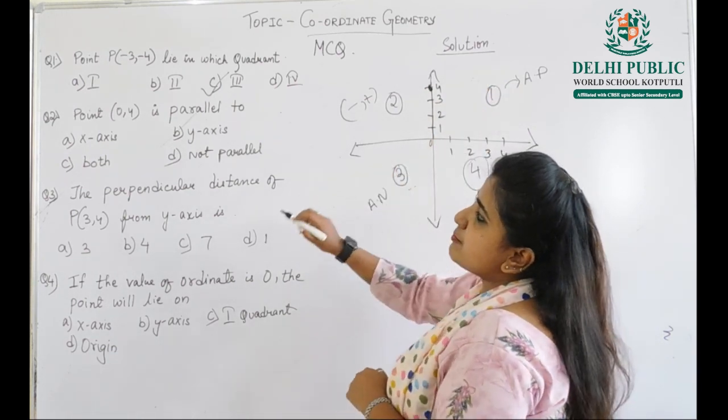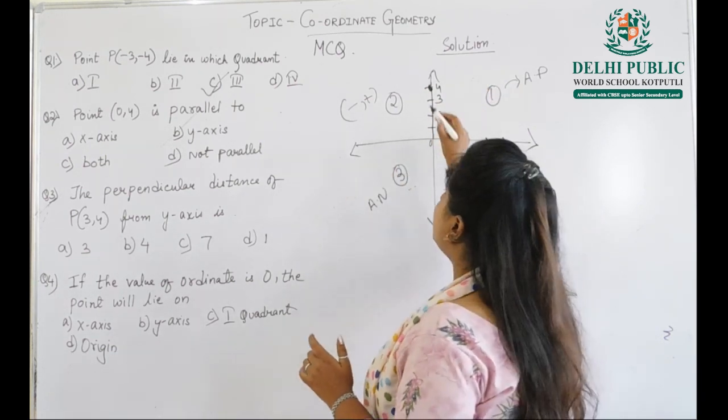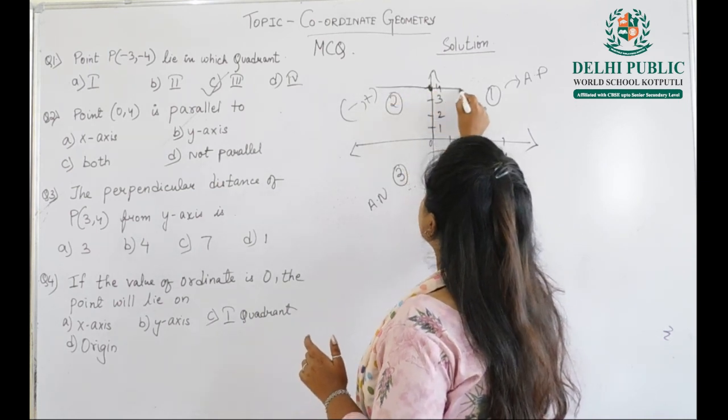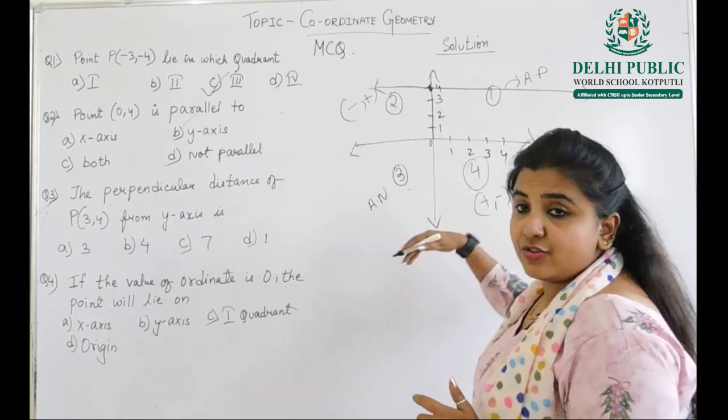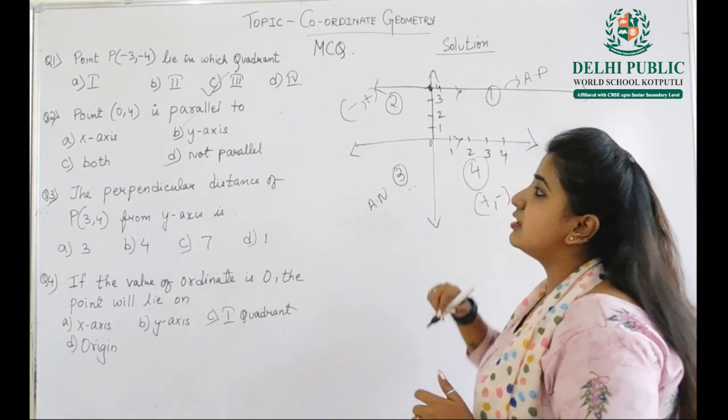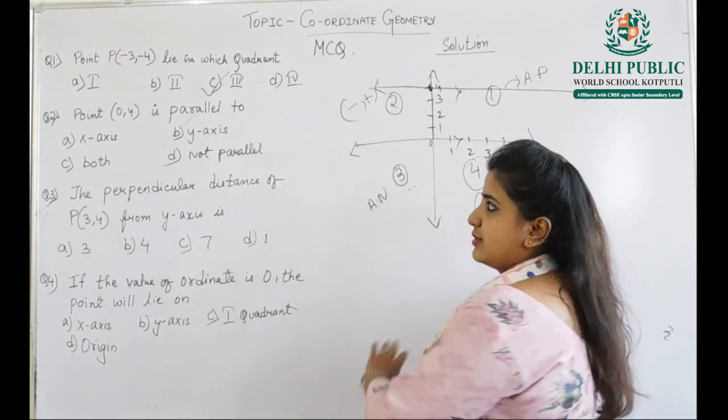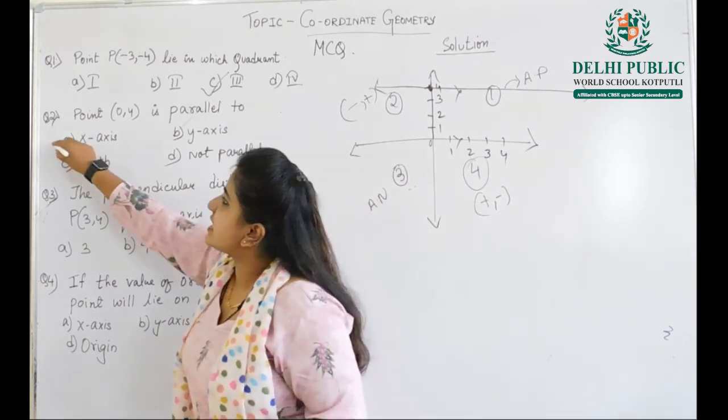The question is, this point is parallel to which axis? Now what we'll do, we'll just draw a line passing through this point. As we can see, after drawing it, this line is parallel to the x-axis. So a straightforward answer comes down to the x-axis.